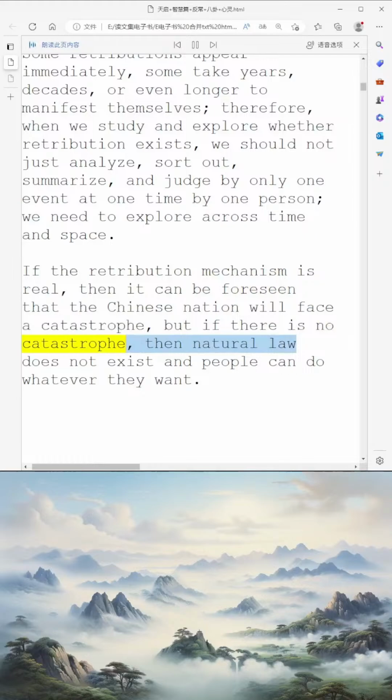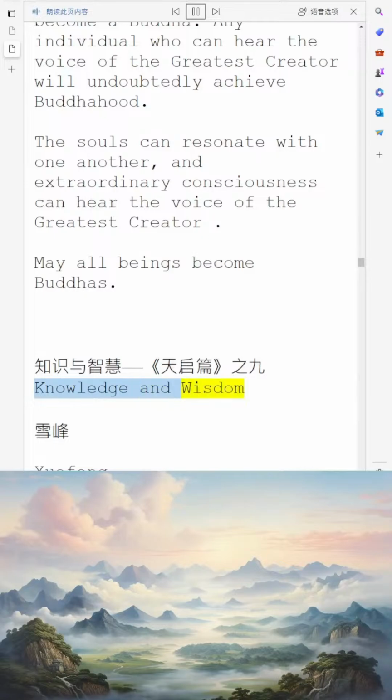But if there is no catastrophe, then natural law does not exist and people can do whatever they want. Knowledge and wisdom. Xie Feng.